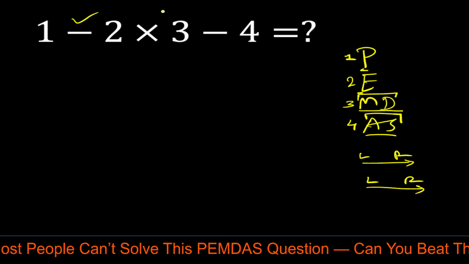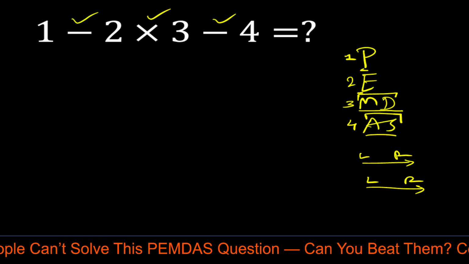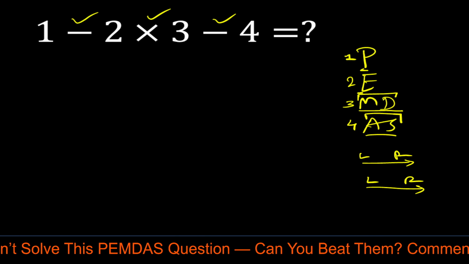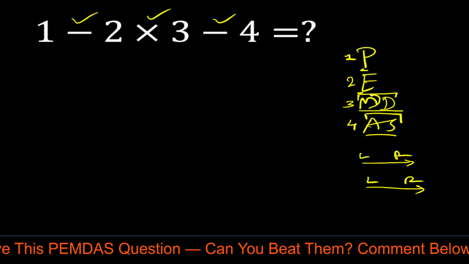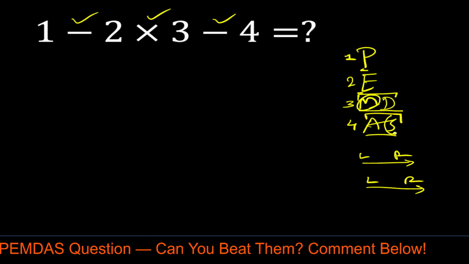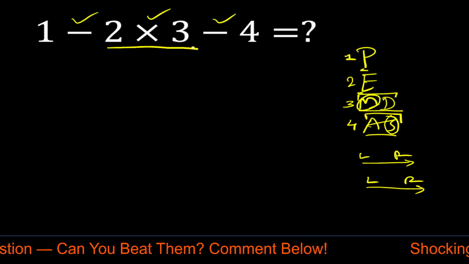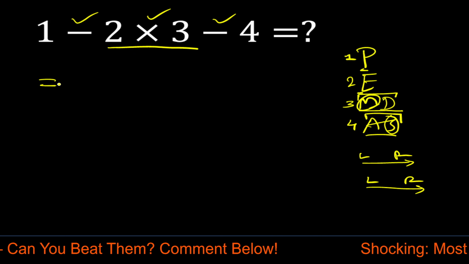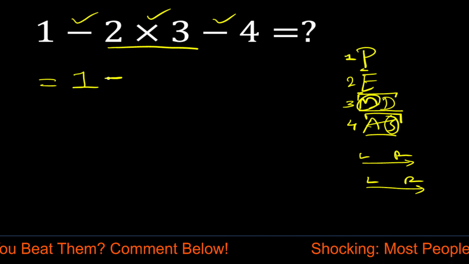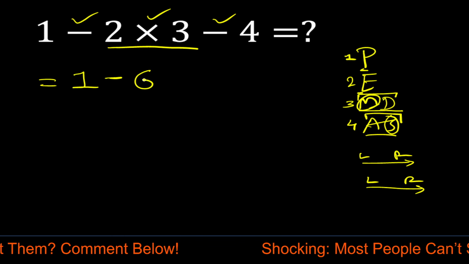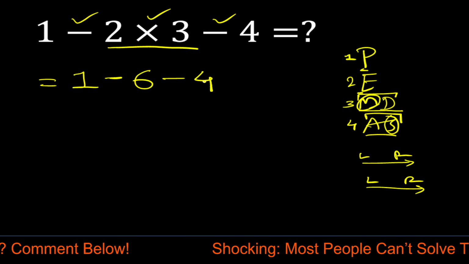So in this question here we have subtraction, here multiplication, and here subtraction. So according to the PEMDAS rule, first we have to solve multiplication, then we have to solve subtraction, right? So first we have to solve this multiplication. So now 1 minus, now 2 times 3 is equal to 6, minus 4, right?